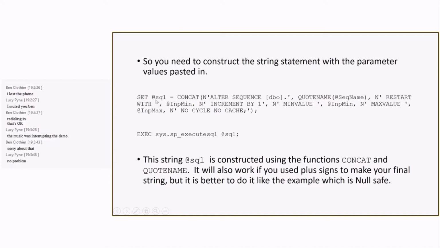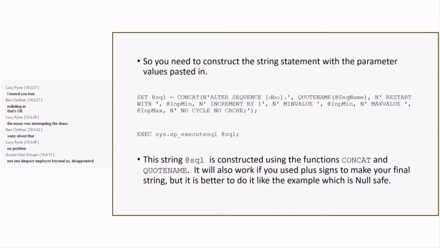We call it @SQL, and then we execute it. Now, the string @SQL is constructed using the functions CONCAT and QUOTENAME. It will also work if you use plus signs to make your final string, but it is better to do it like this example, which is null safe. If you use CONCAT, it will make sure that none of the arguments being null will render the entire string null, and QUOTENAME will put in the proper string delimiter. So this is a better way to do it than with plus signs.